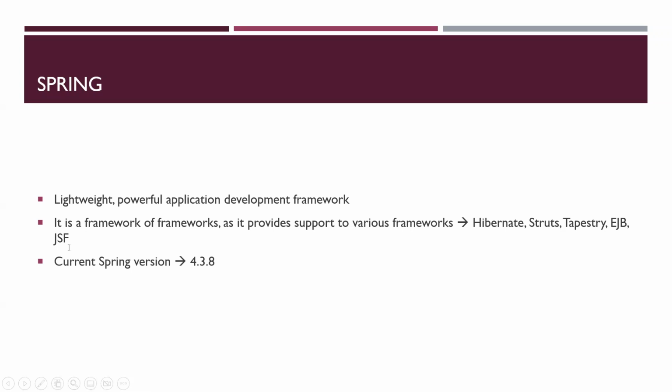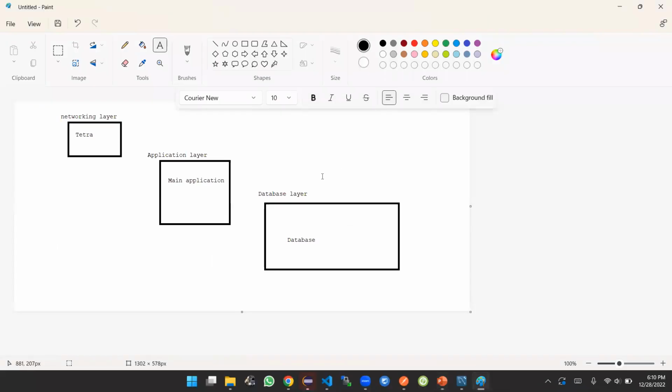EJBs, JSFs. So EJBs sit in between the application layer and the database layer. JSFs, JavaServer Faces, will come under the front end layer. They serve as the front end frameworks.